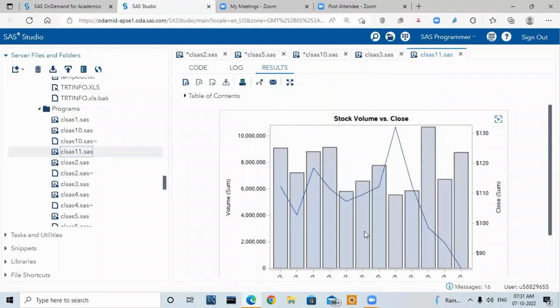See here, the two graphs are there. One of the graphs is a vertical bar, V bar, you can see. Another graph is the line. Can you see the line here? And there are two y-axes here. This y-axis on the left-hand side is volume. On the right-hand side, the second y-axis is closing stock. Everyone getting me? Two y-axes and two graphs. One is the bar, the other is the line.